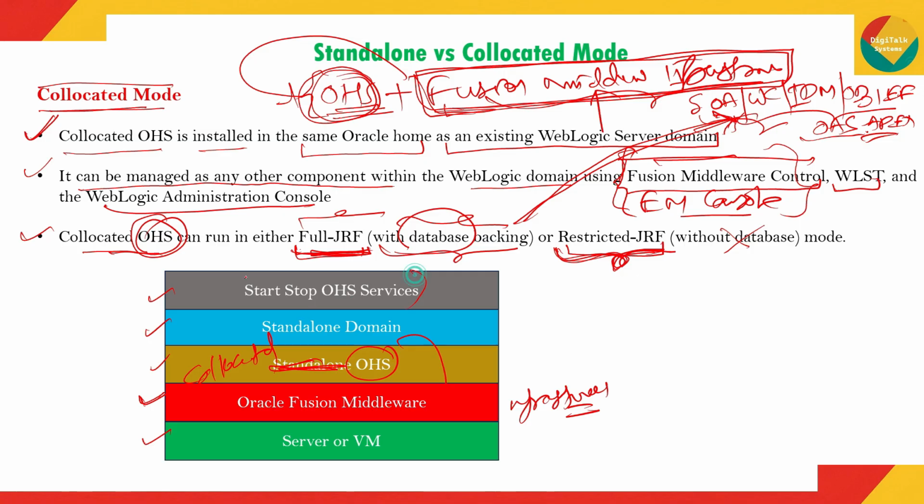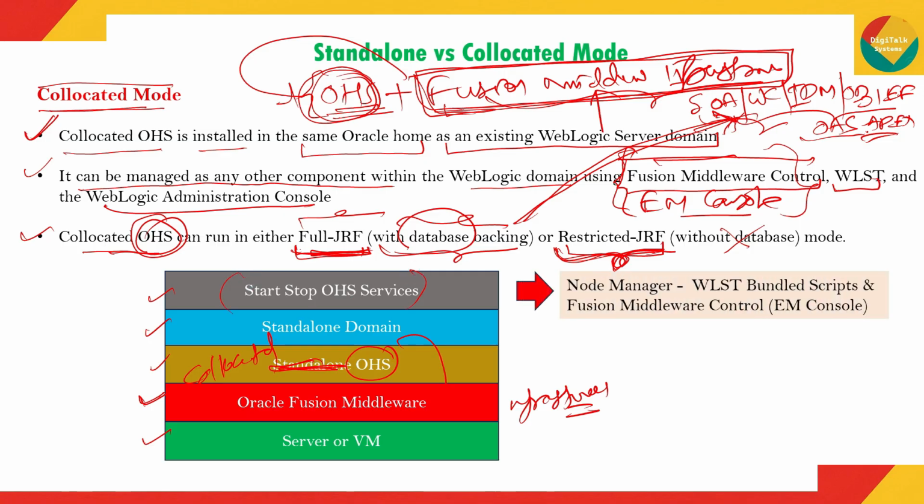Regarding starting and stopping the services, one major difference in comparison with the standalone is that in a standalone, we do not have an interface like the EM console, so we always go with the node manager and the inbuilt script. But in co-located mode, we have the EM console as well. That means we can stop the services from the EM console. Along with that, we can do the configuration of the OHS from the middleware console.